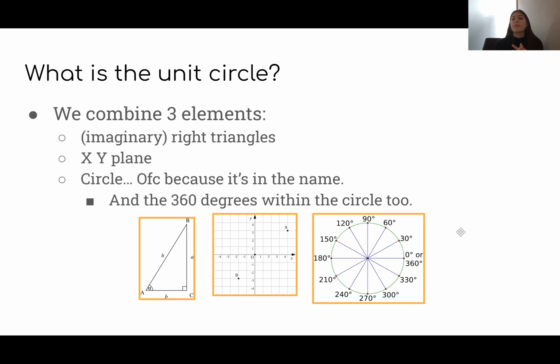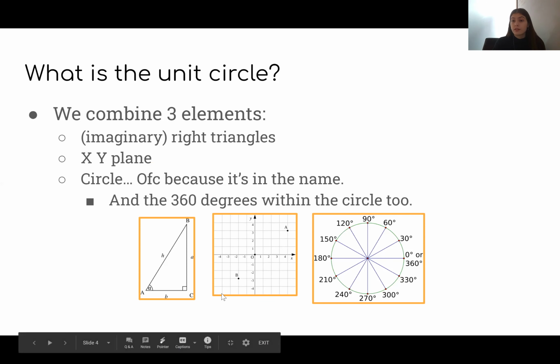All we're doing is we're combining the three elements that we are pretty familiar with in mathematics. So we're pretty familiar with right triangles, right? We're familiar with the Pythagorean theorem, with right triangles, with triangles in general. We should be pretty familiar with the XY plane. That's the second element, right? And that's right here. Hopefully you can see the mouse, right? Here's our X and our Y plane, a graph, and different points on a graph.